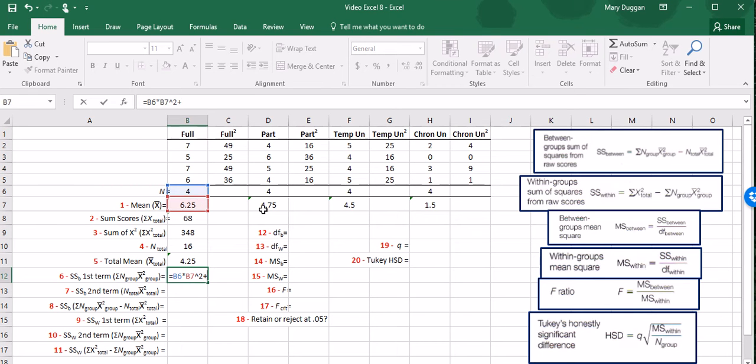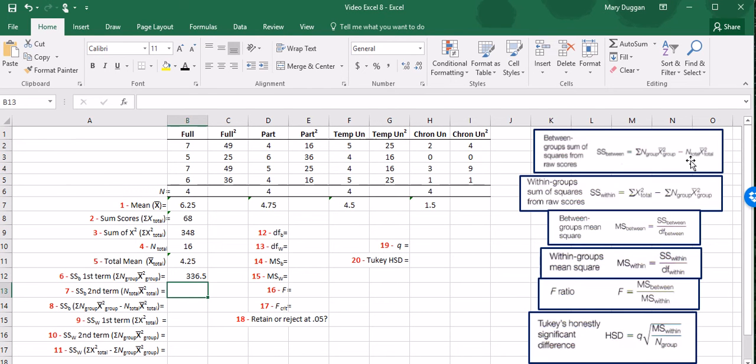And I'm going to do the exact same thing for the next group. The number 4 times the mean of that group squared. We need to do the same for the other two, so I'm going to do a plus sign. The number 4 times the mean of the group squared, plus the number 4 times the mean of the group squared. And that gives us the first half of the between sum of squares formula of 336.5.